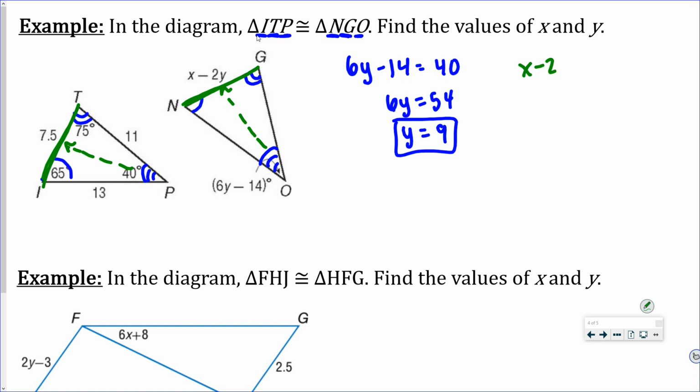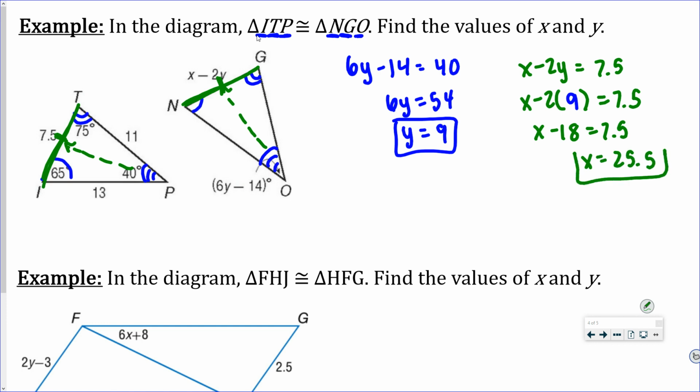So we know that x minus 2y, if these are corresponding side lengths, they have to be congruent. So it has to be 7.5. And now I know y is 9, so I'm going to need to use that. So x ends up being 25.5. Okay, that's kind of fun.